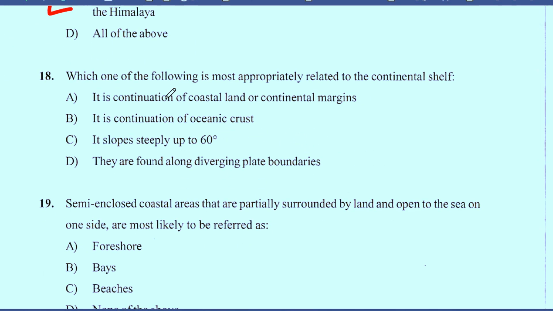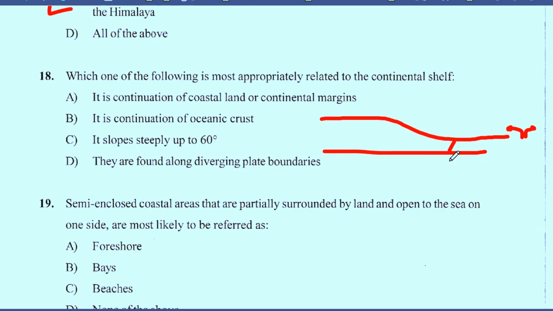Next question is which one of the following is most appropriately related to the continental shelf. Suppose this is our continent and this is our sea and this is our mid-oceanic ridge where plate is created, and this is the zone between oceanic crust and continental crust. This is our sea. First we will get continental crust, then we get the continental shelf, then the continental slope, and then we will get the continental rise and abyssal plain. Like this. And they are talking about this part, the continental shelf.